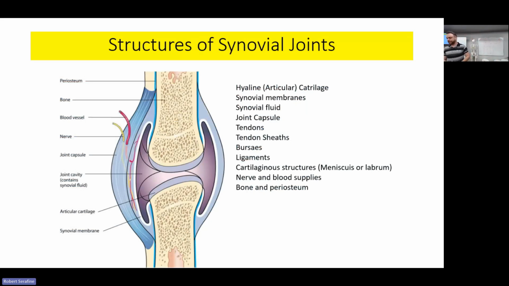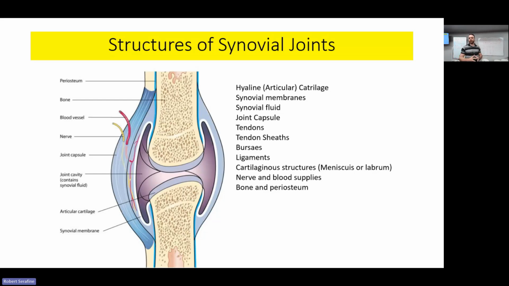So as you can see in this particular description, we're going to have two or more bones coming together. Now, obviously, we can talk about these structures on the bones. As you can see listed there is the periosteum, which is the connective tissue covering on the bone itself. But let's just focus on the main synovial structures.